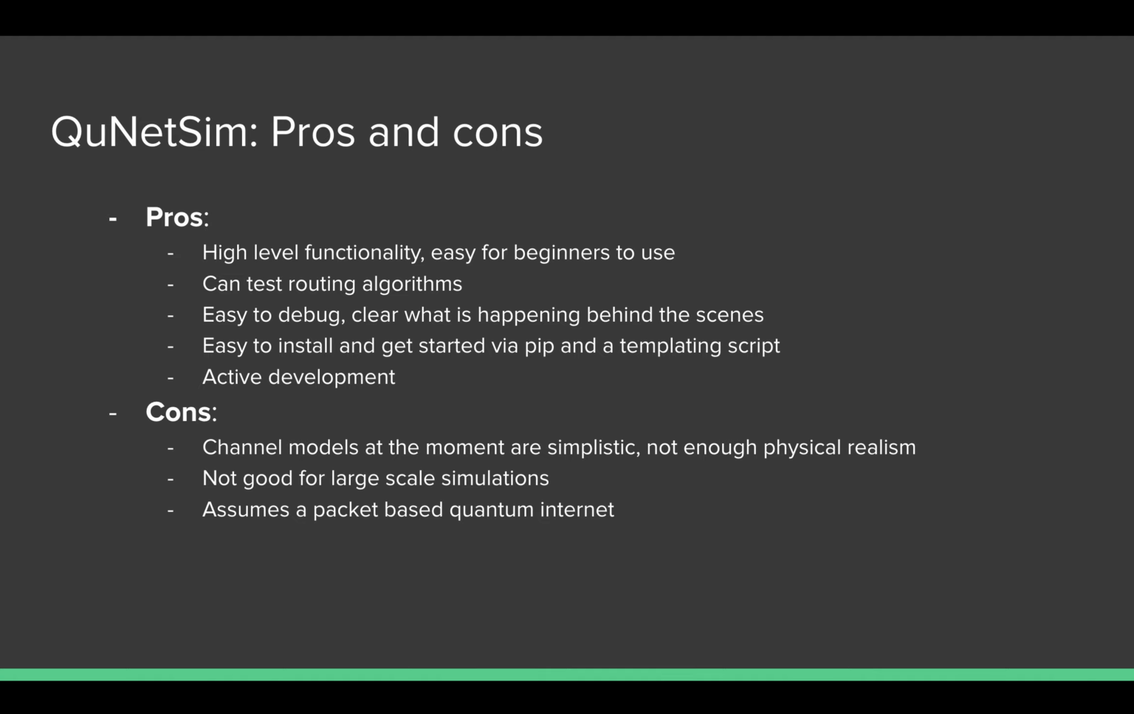The downside of using QuNetSim, though, is that the channel models are at the moment simplistic. Right now we're working on this. Actually, we're starting to integrate a layer for the channels and the connections, so that they could be more realistic. For example, simulating a fiber optic cable, or maybe over-the-air simulation. So we're adding channel models now, but right now in the latest version they're not released.